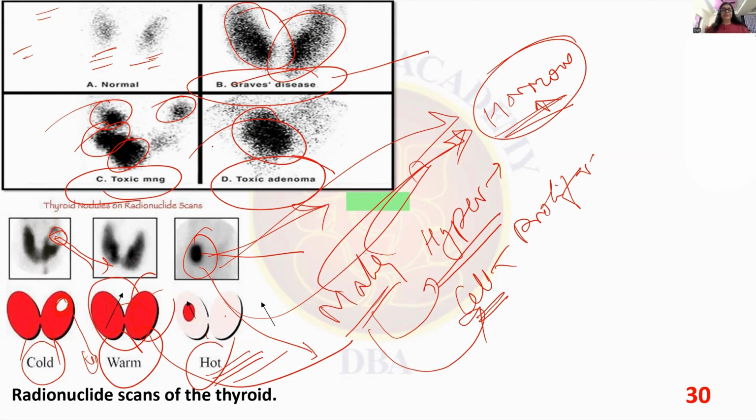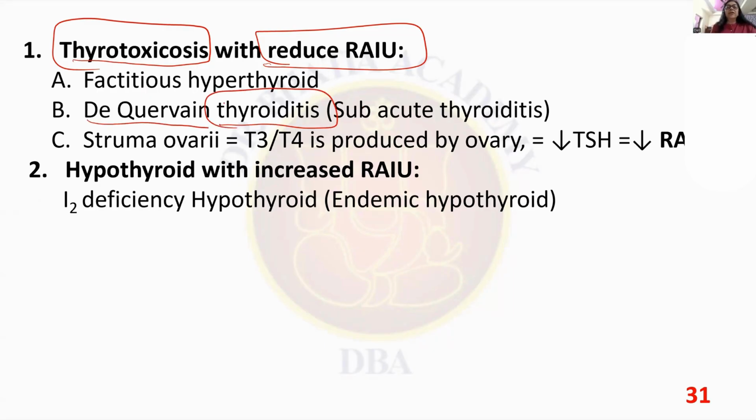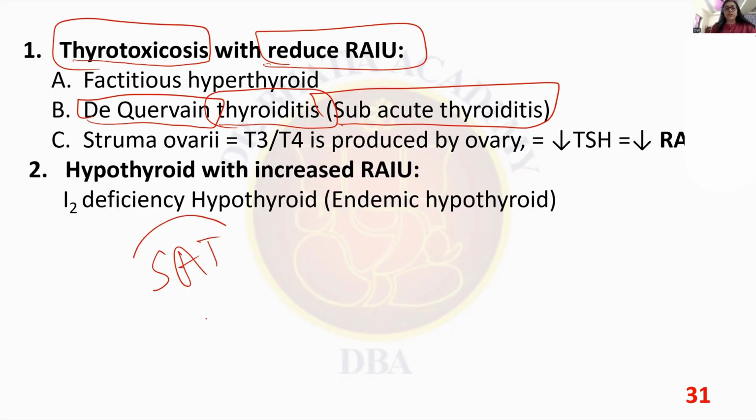So we move further now. What happens if there is thyrotoxicosis with no uptake? This is what we just talked. So it can be thyroiditis, इसको बोलते हैं de Quervain's thyroiditis या फिर subacute thyroiditis, SAT. It is a SAT picture, subacute thyroiditis. It can be factitious hyperthyroid.